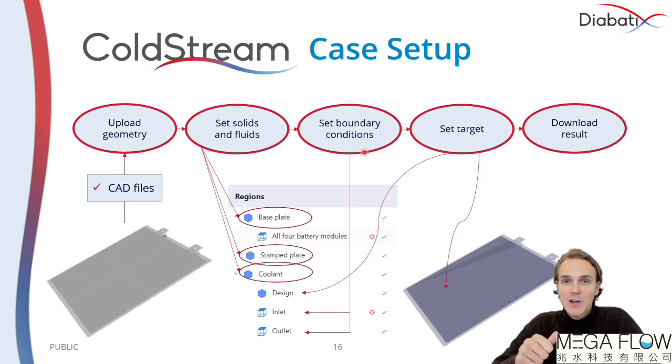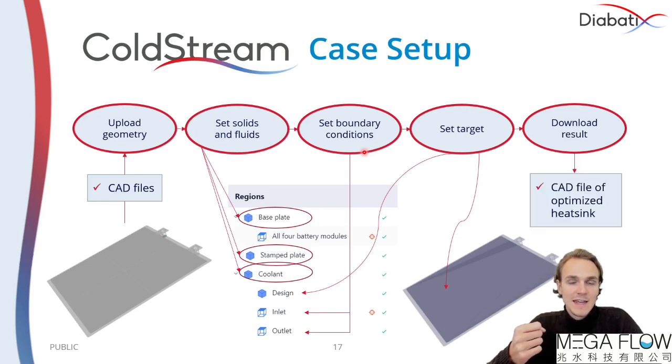And then the last target definition are those multi-objectives that we discussed. So setting a target for a temperature minimization, a target for temperature variance minimization, and also a fixed value constraint for the pressure. And then lastly, the output that you get out of ColdStream is actually a step file of the heatsink itself, or of the optimized structures that ColdStream has generated.